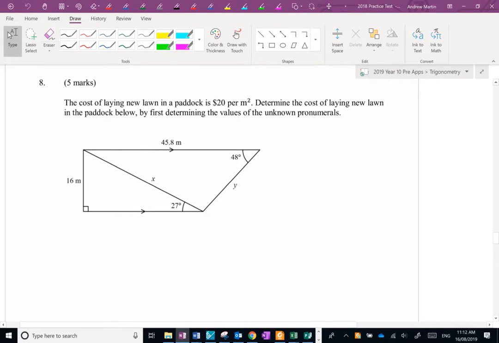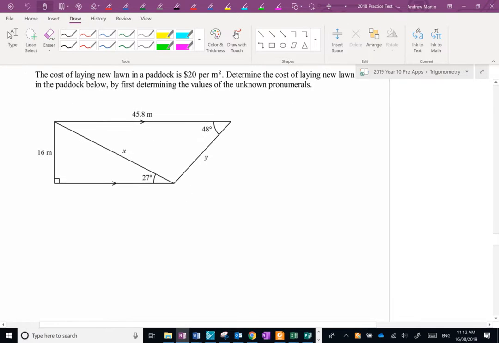All right, boys, so let's have a look at this question. There's a lot of bits to this question, so it's a pretty long one to do. The cost of laying new lawn in a paddock is $20 per square metre. Determine the cost of laying new lawn in the paddock below by first determining the values of the unknown pronumerals. So lots of things.